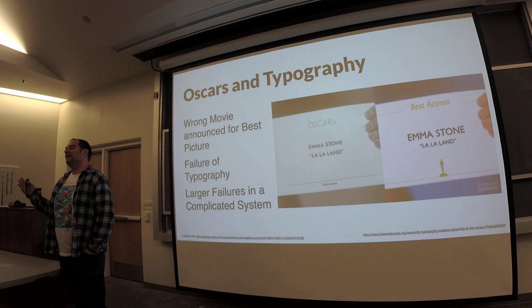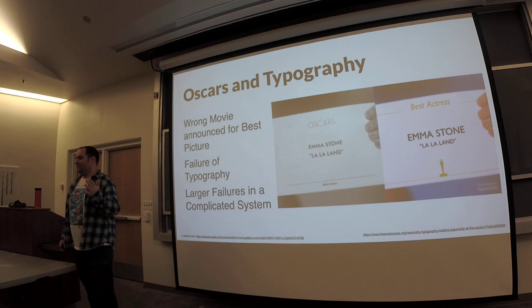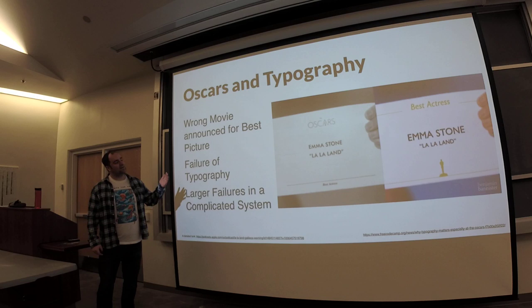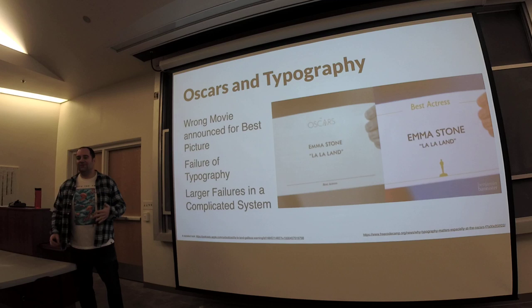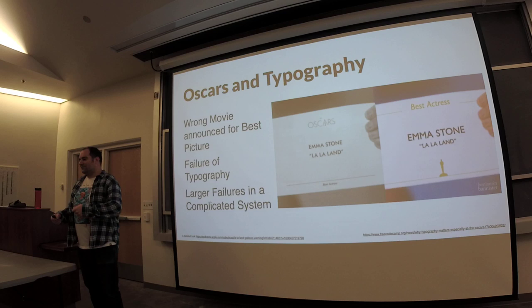Like in most failure cases or most catastrophes, there's multiple things that went wrong. But one of the things that went wrong is also typography, right? So Warren Beatty was handed the wrong envelope to announce the winner of Best Picture. He was handed the envelope for Best Actress instead of Best Picture. And he was standing on the stage there, unsure and reading it and seeing this was the card that he got. He saw Emma Stone and he was unsure. And then Faye Dunaway simply said, oh, it's La La Land, because she found La La Land is here.